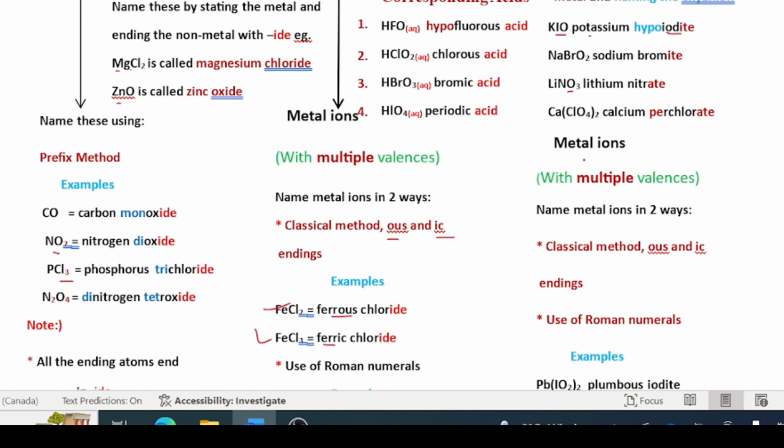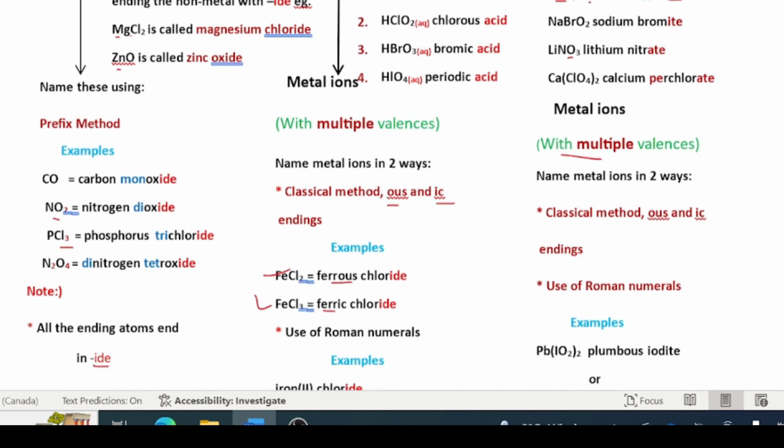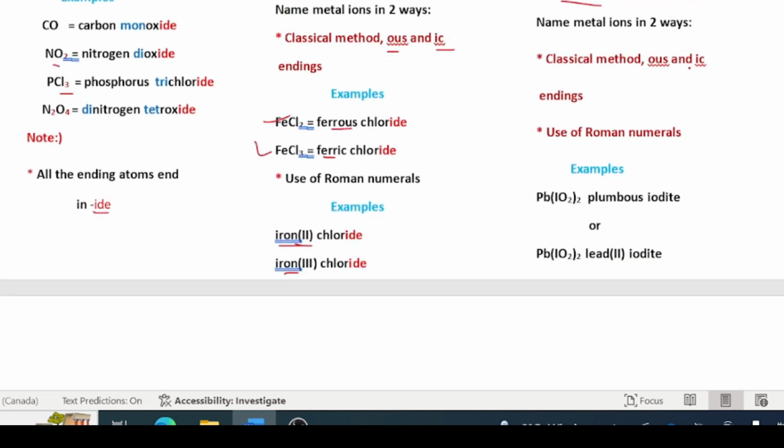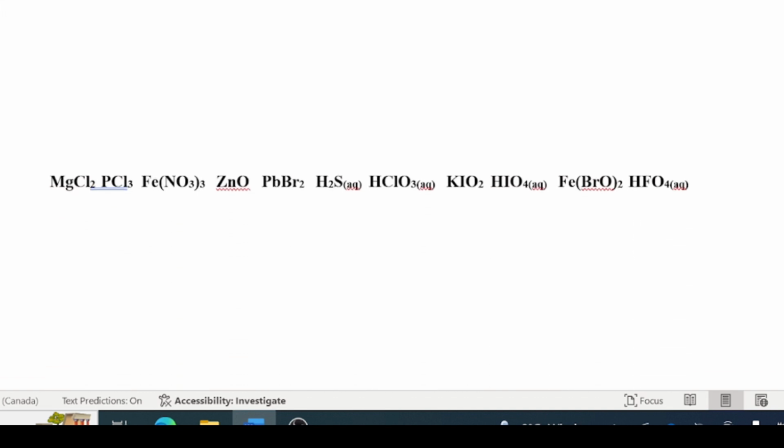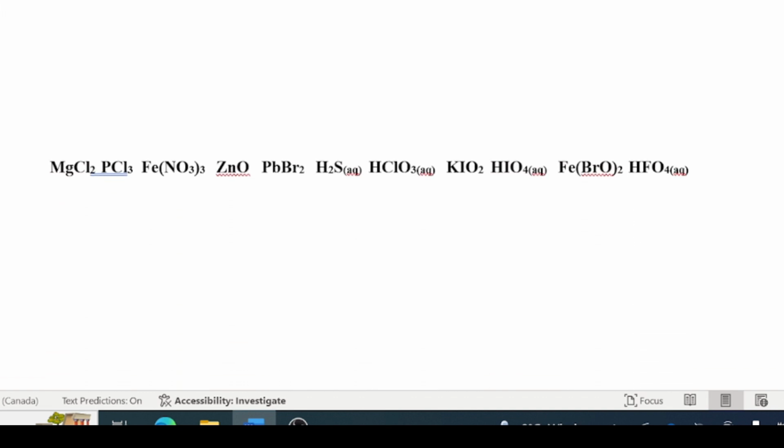If you have metal ions now, naming those with multiple valences, you'll have to do it either the two ways, right? You're going to say "ic" or "us," or you can do it in this way. It will be plumbous iodide, 2 plus, or you can say lead 2 iodide. I hope that was useful there. Why don't we therefore put away that thing there and quickly do these ones.